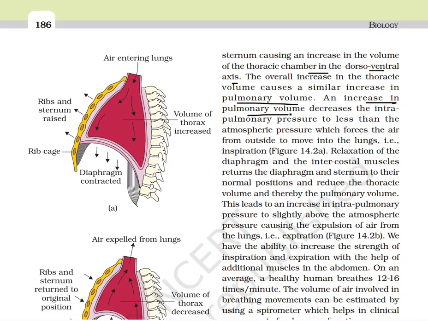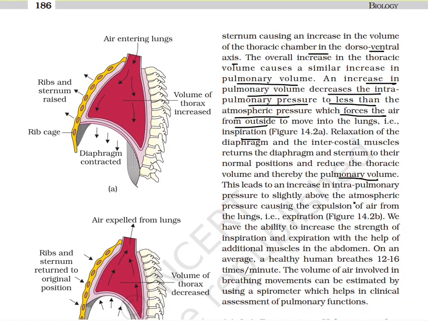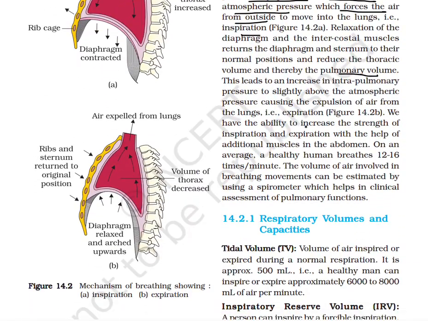An increase in pulmonary volume decreases the intrapulmonary pressure to less than the atmospheric pressure, which forces the air from outside to move into the lungs. That is inspiration. Relaxation of the diaphragm and the intercostal muscles returns the diaphragm and sternum to their normal positions and reduces the thoracic volume and thereby the pulmonary volume. This leads to an increase in intrapulmonary pressure to slightly above the atmospheric pressure, causing the expulsion of air from the lungs, that is, expiration.